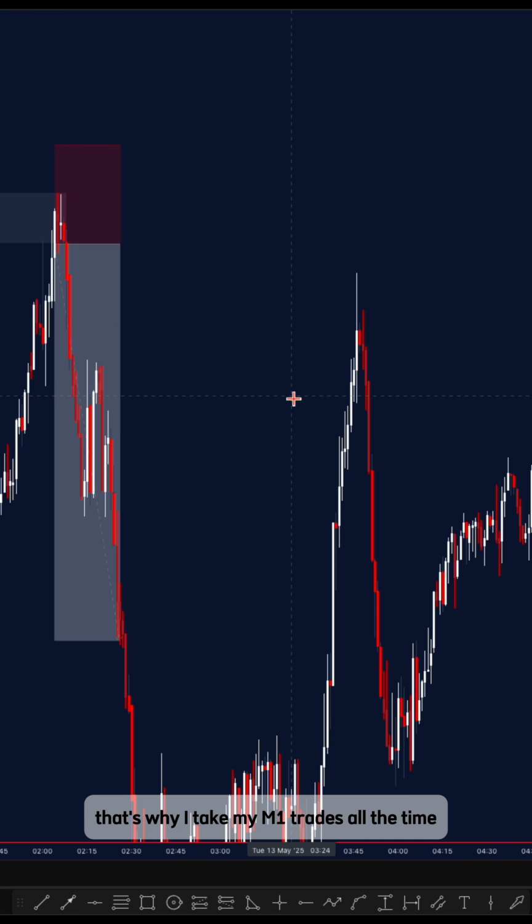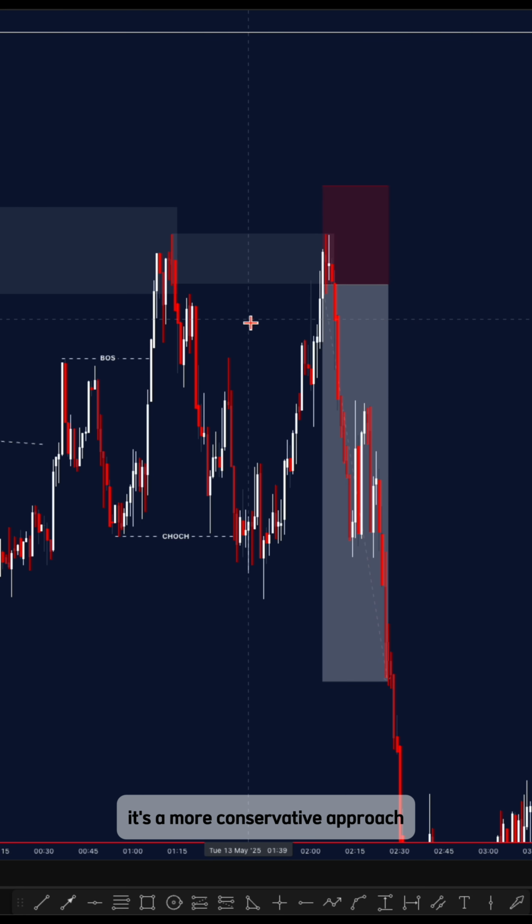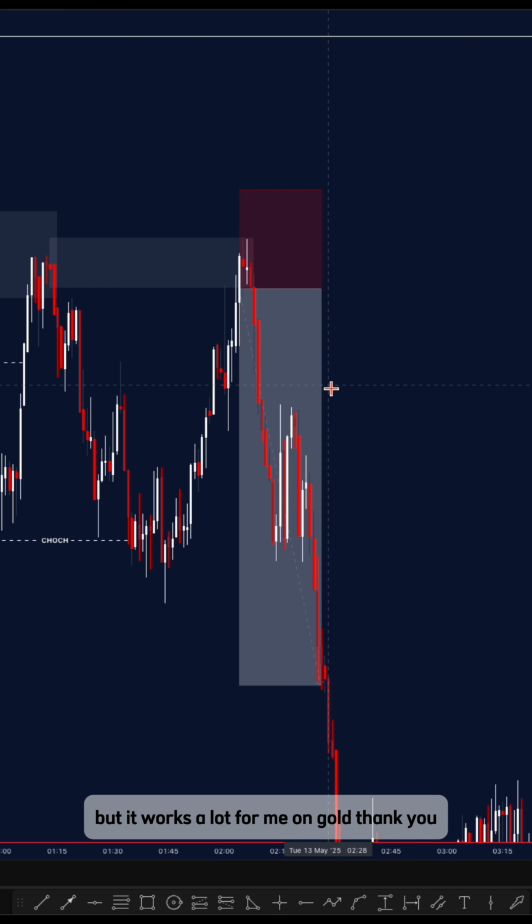That's how I take my M1 trades all the time. It's a more conservative approach, and you might miss trades a lot, but it works a lot for me on gold. Thank you.